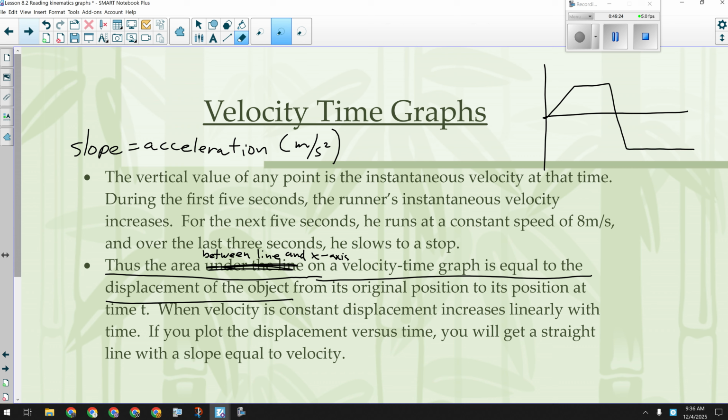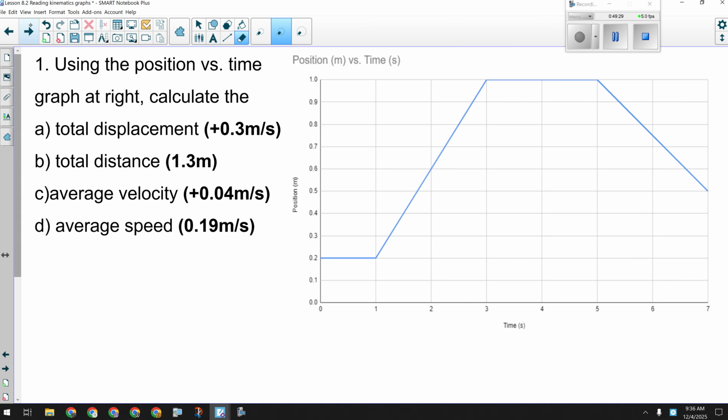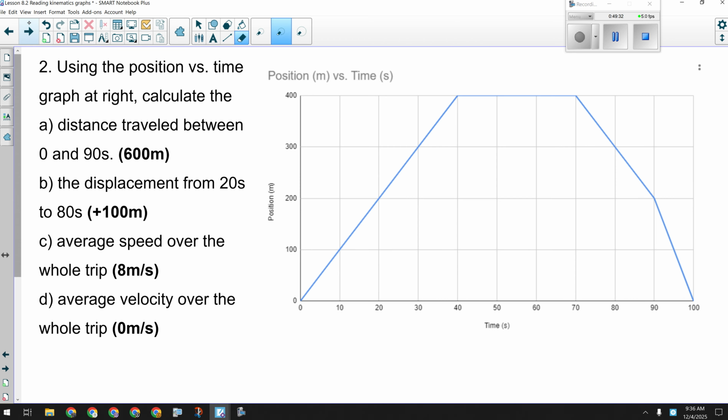Okay, anybody need that anymore? All right, we did the position versus time one.